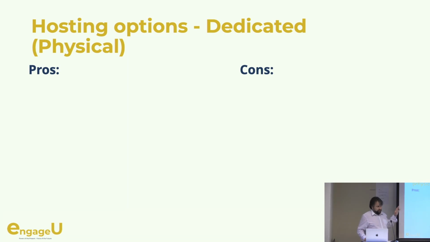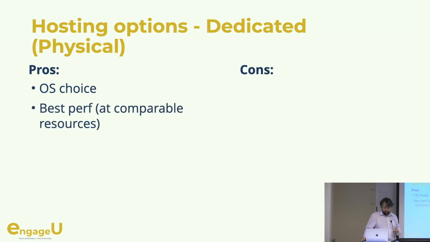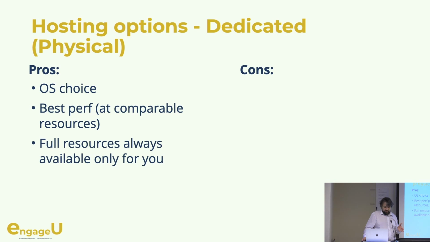The dedicated physical server. The pro is that you can choose the operating system. You can find a provider that provides macOS or Windows or Linux. You have very good performance, better than shared. And the full resources of your machine are completely dedicated to you, right? So if there are physically 32 gig of RAM installed on that physical machine, you can use them.